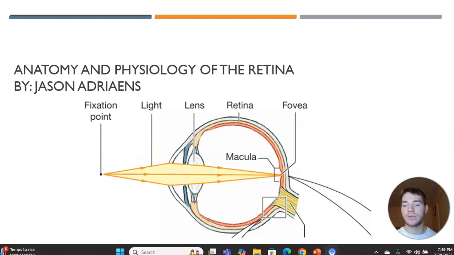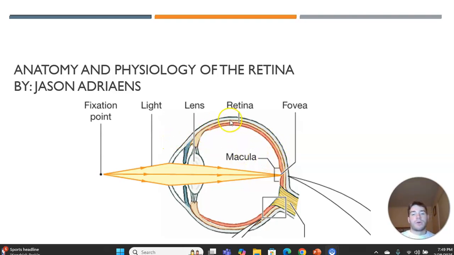Today is 2/28/2025, and this is Anatomy and Physiology of the Retina. The retina is truly a fascinating feature of the body. It often gets compared to a camera, but a camera just detects the light. The retina not only detects the light, but it also converts it into chemical messengers so that the brain can understand it.